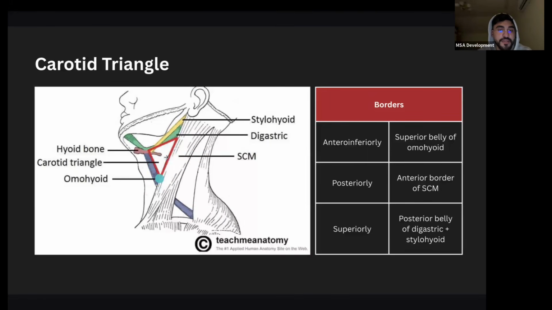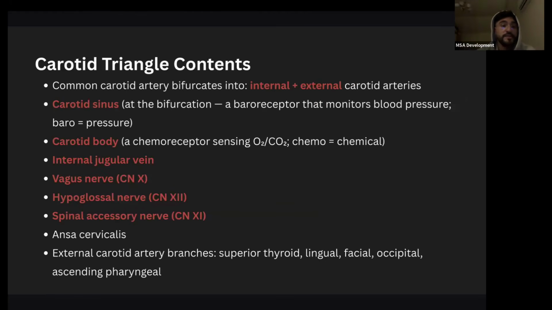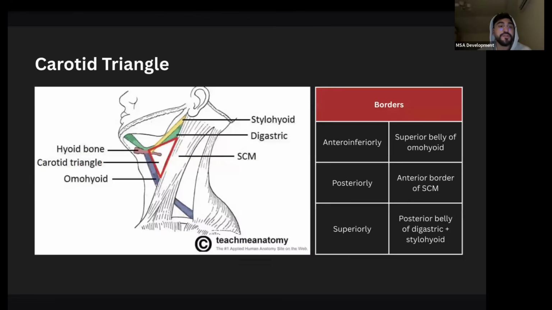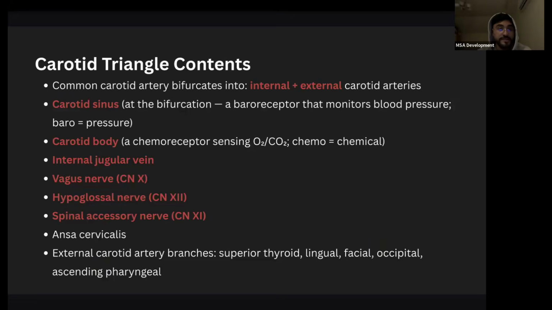Okay, so posteriorly, this is going to be the sternocleidomastoid. Anterior-inferiorly, it's going to be the superior belly of the omohyoid right here. And superiorly, it's going to be the posterior belly of the digastric and the stylohyoid muscle. All right, right here. So it's very important that you know this. Okay. But the content. So see, this small triangle has all of this.